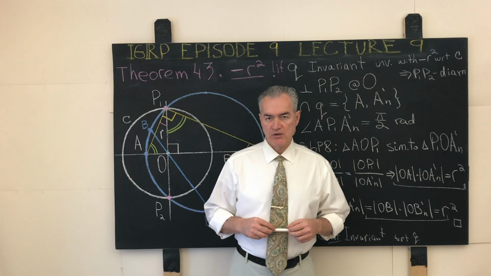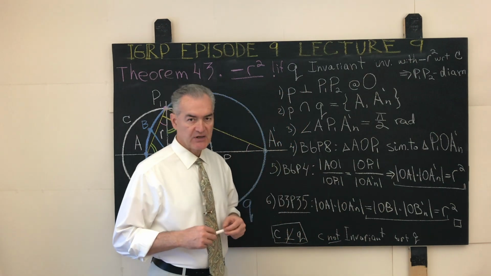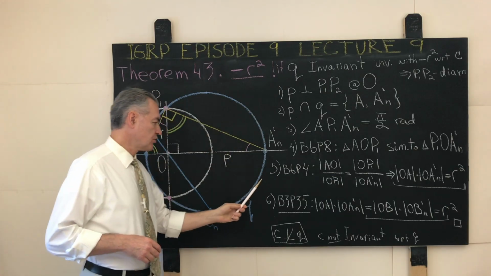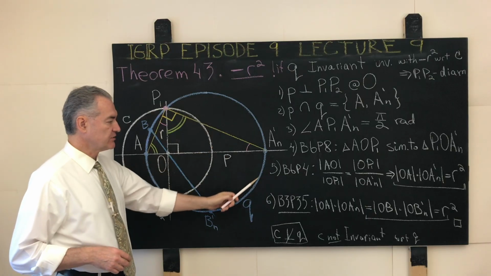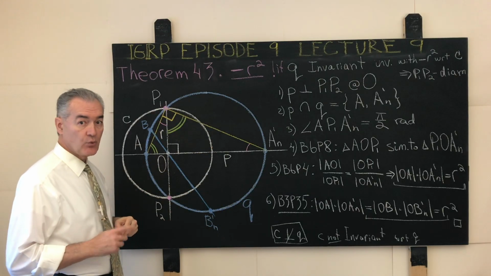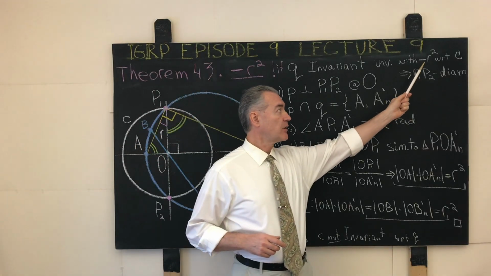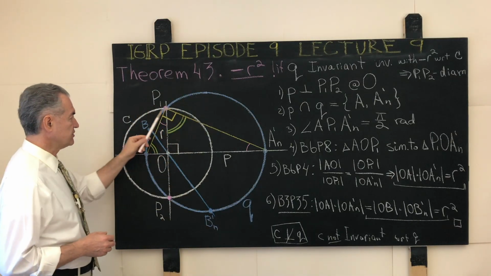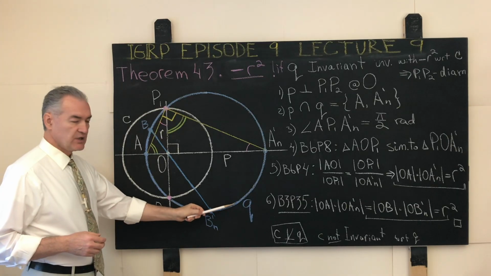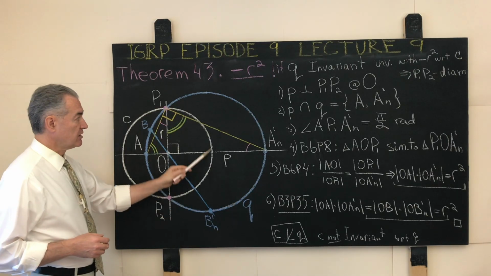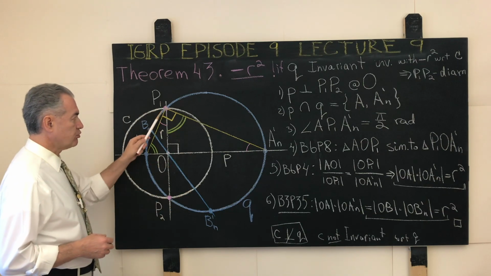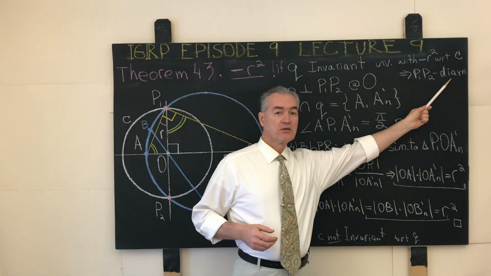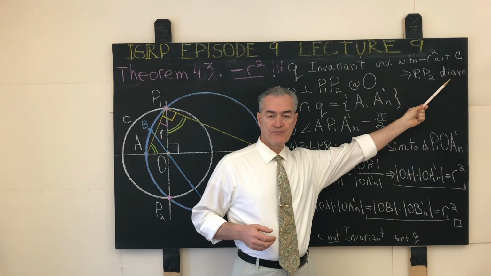Being the converse of theorem number 42, theorem number 43 claims that if, as I showed over here in red, a circle Q is invariant under the inversion of the plane with negative power, this is important, with respect to a circle, such as the circle C, then the circle Q necessarily intersects the circle C at two points, P1, let's say, and P2, that are the diametrically opposite images of each other.